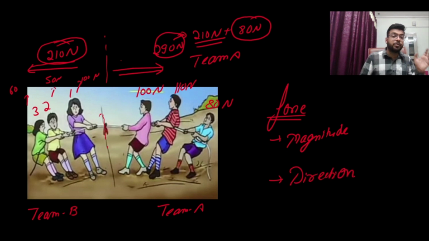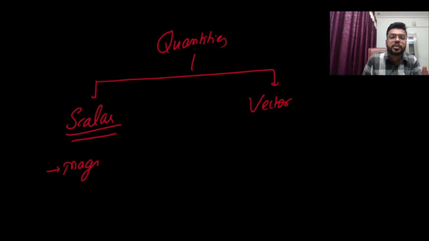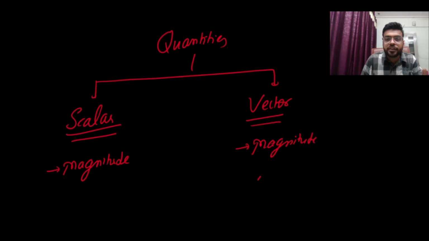So here comes the concept of quantities. There are two types of quantities. The first is the scalar quantity, and the second is the vector quantity. Scalar quantities are those quantities which only depend on the magnitude, and vector quantities are those quantities that depend upon magnitude as well as direction. So is force a scalar quantity or a vector quantity? Force is a vector quantity because it depends upon magnitude as well as direction.